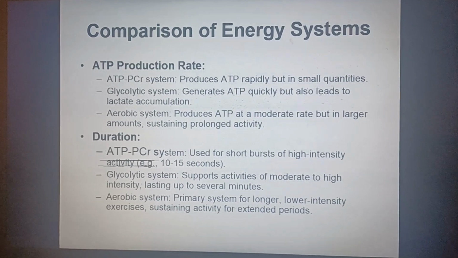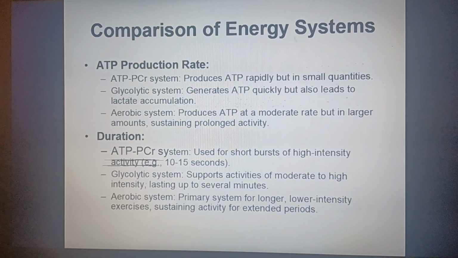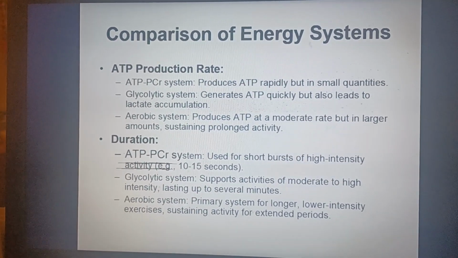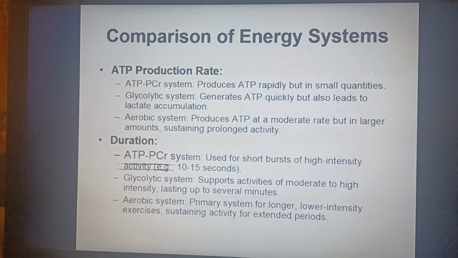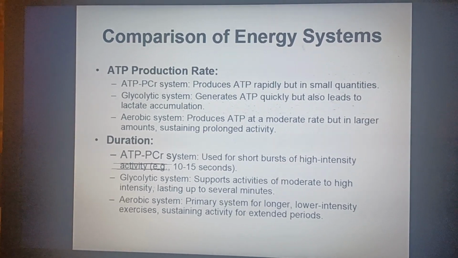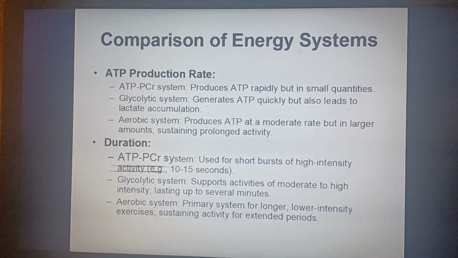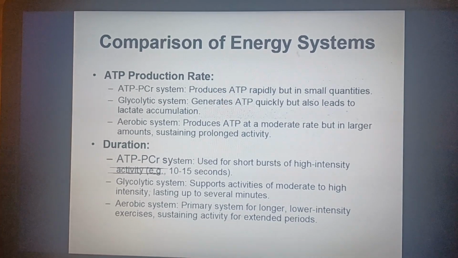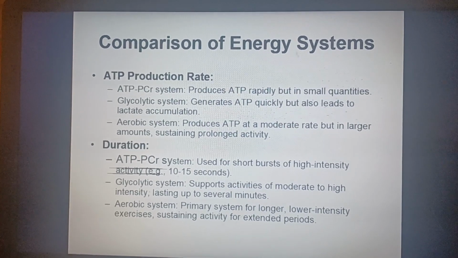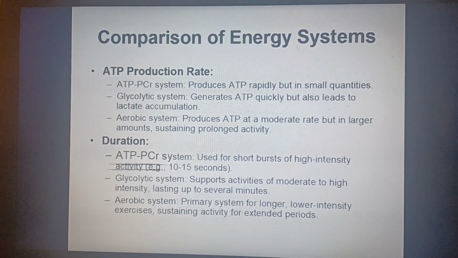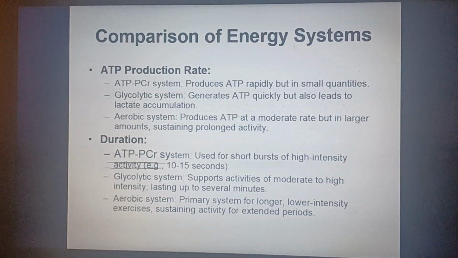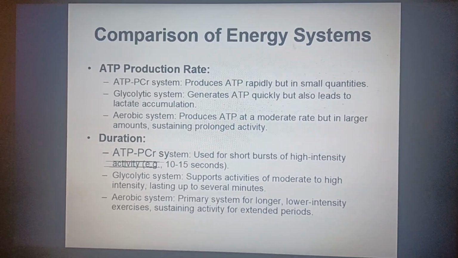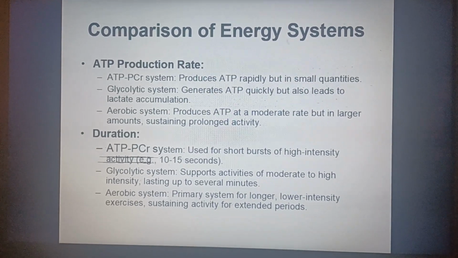So here, let's talk about the production rate. By that I mean how quickly these different systems produce ATP. And this really makes sense after what we just talked about and how these different systems are used. In the phosphagen system, ATP is produced very quickly, but in small quantities. And that's going to make sense for that type of activity because it's short burst activity. So we need that ATP very quickly, but not for a long duration.